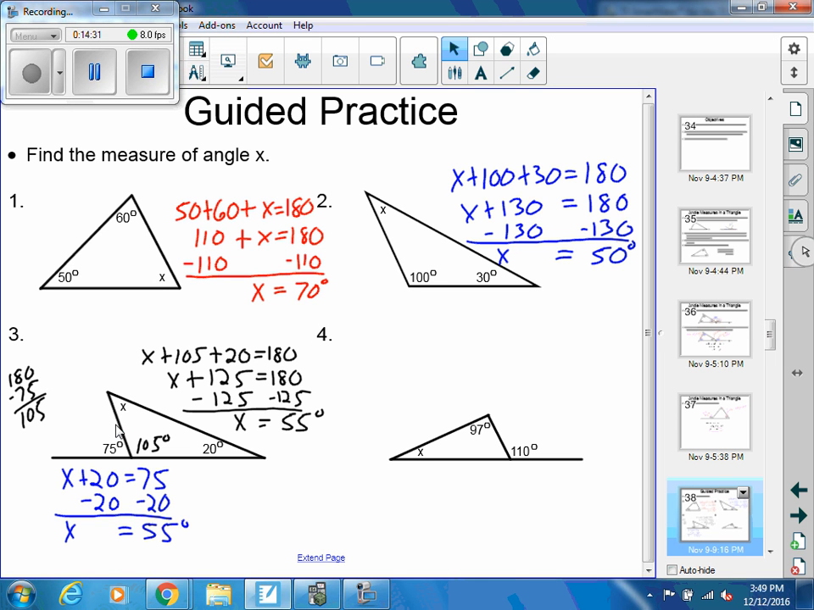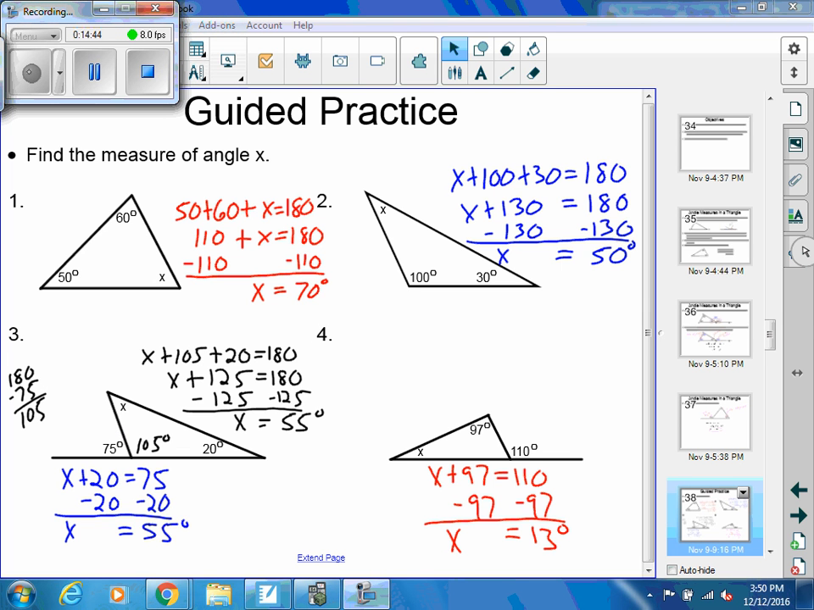Okay, next one, same as the one before. I'm just going to do this one using the rule that the 2 non-adjacent interior angles will add up to the exterior angle. So here's what that would look like. For this, we would have x plus 97 equals 110. Subtract the 97 from the 110, you get 13 degrees.